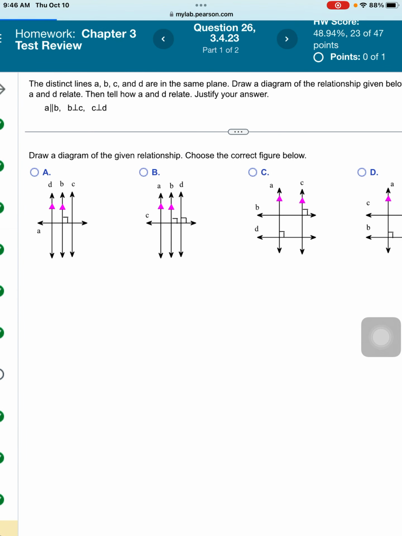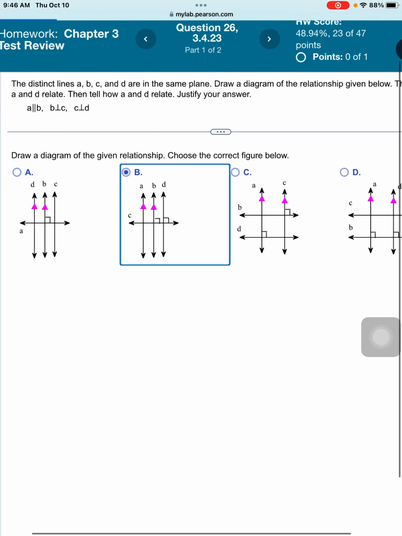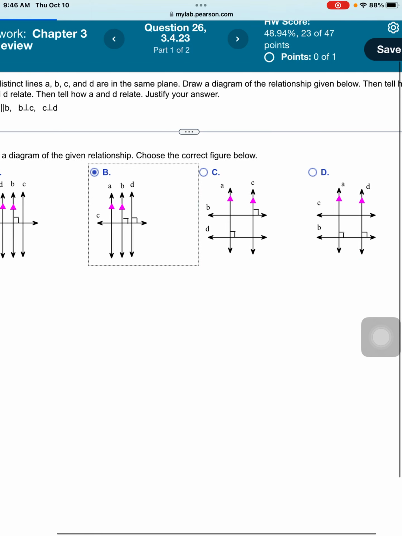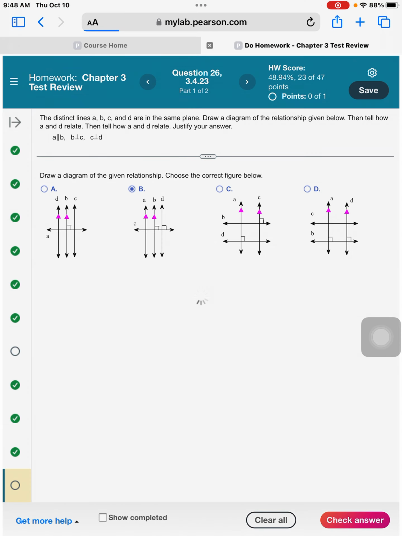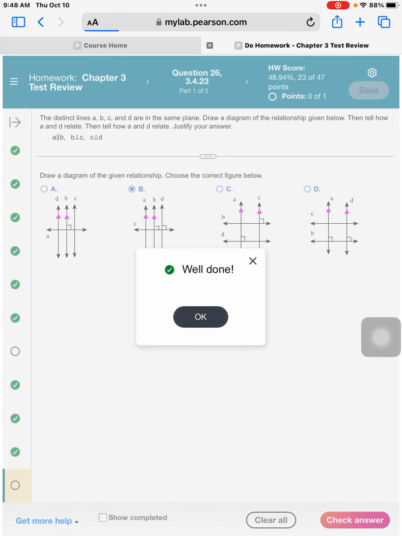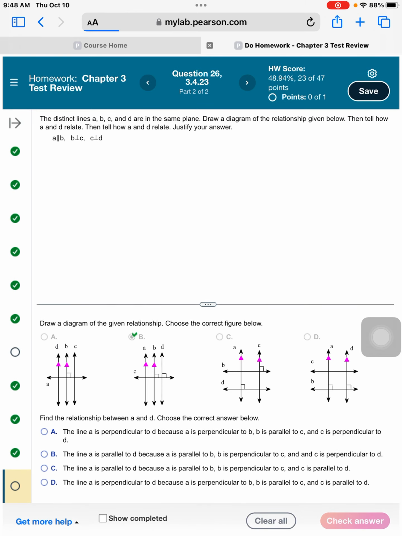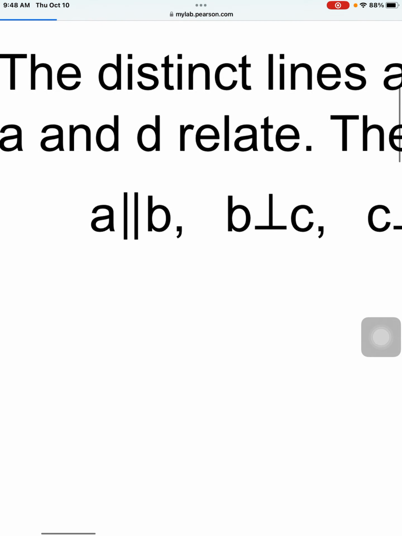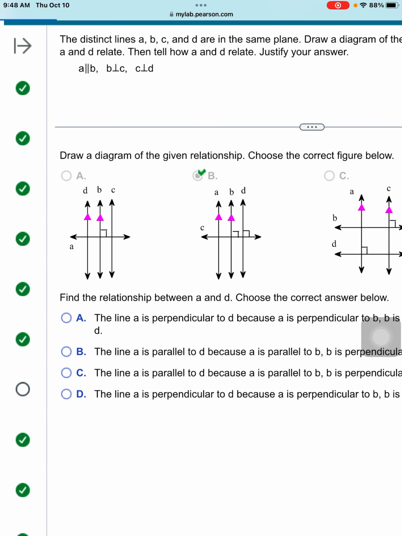Oh God, another one. Okay. A and B is parallel. So A is not the right answer, so no. Okay, B could be an answer. C is not an answer. And D is not an answer. It's just B, isn't it? Wow, look at that. I didn't even need to look at my other ones. B is perpendicular to C and C is perpendicular to D, because only the A is parallel to B matched with letter B. So that was kind of easy.